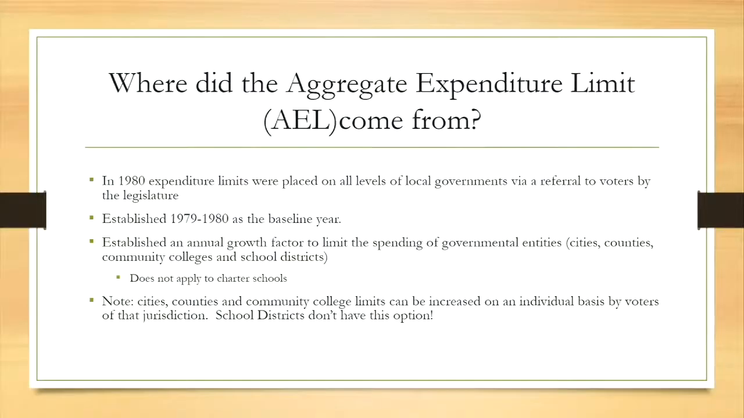So where did the aggregate expenditure limit come from? Like Mr. Howard said, 4 decades ago it was placed on all levels of local government via a referral to voters by the legislature. There was a baseline 40 years ago. It established an annual growth factor that the state would look at every single year in March and basically say, this is the capacity in that area that you can spend.